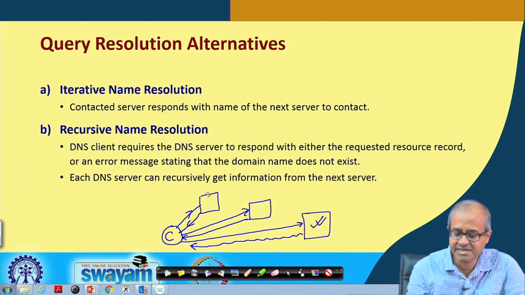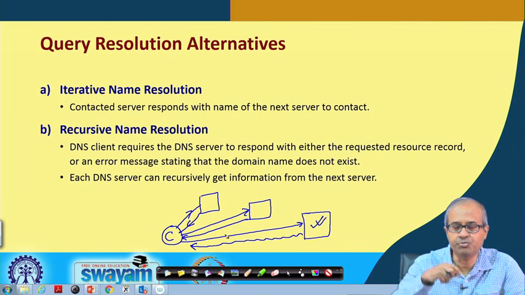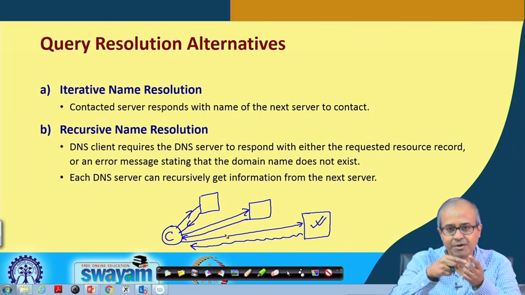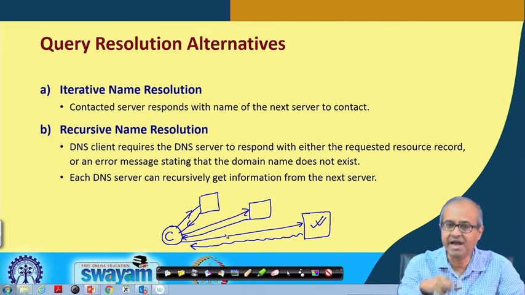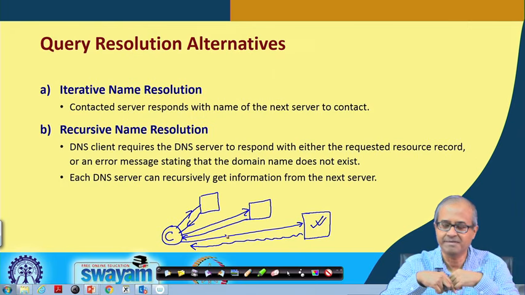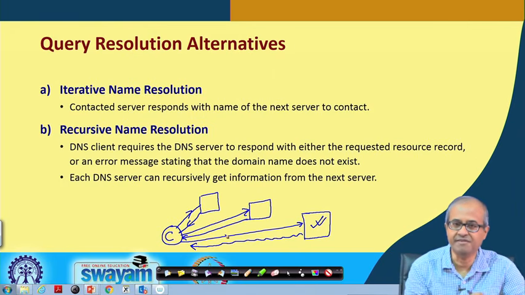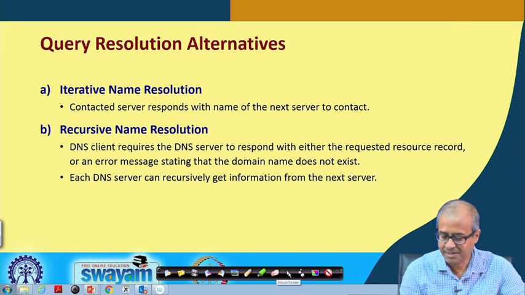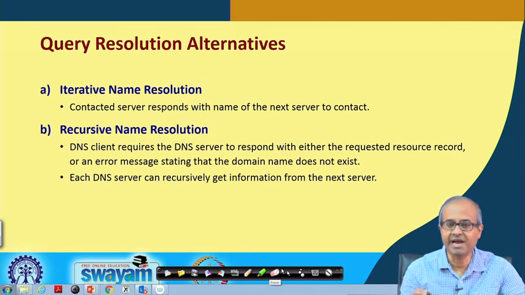The client sends multiple requests to multiple DNS servers one by one, depending on the response it has received from the previous one. So, the client has to handle a large number of requests and responses, right. This is called iterative name resolution. But recursive name resolution is slightly different. Here the load on the client is less.